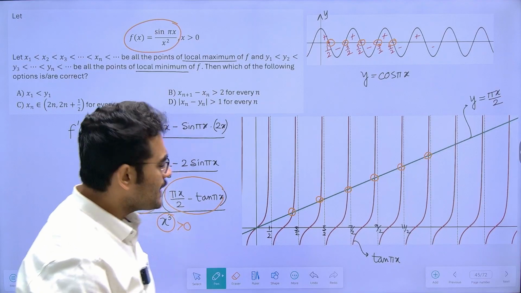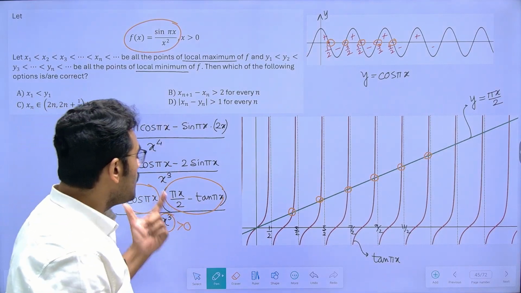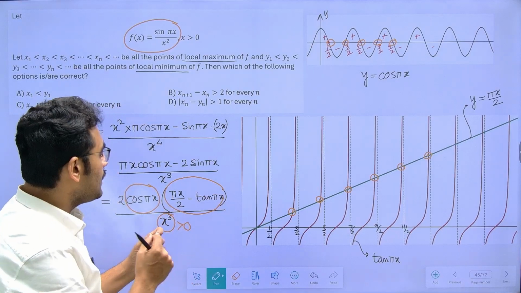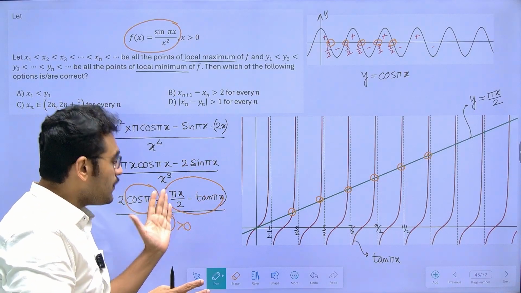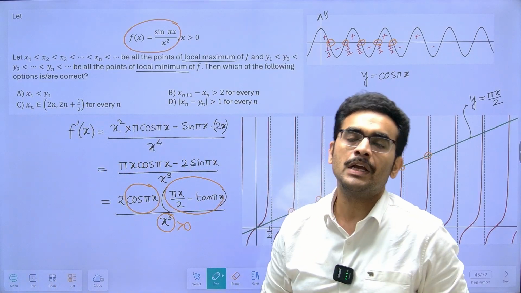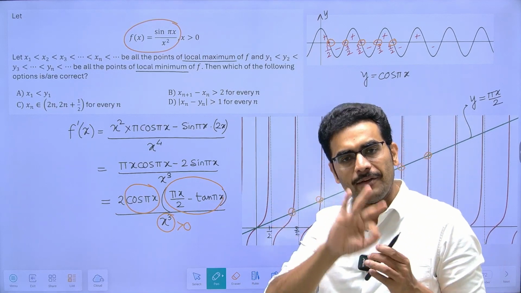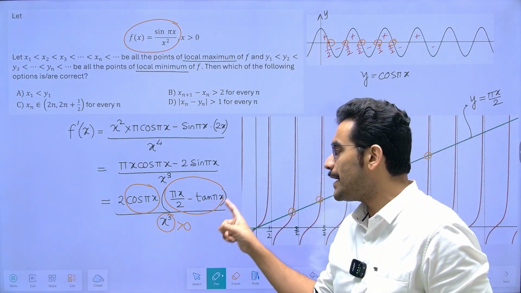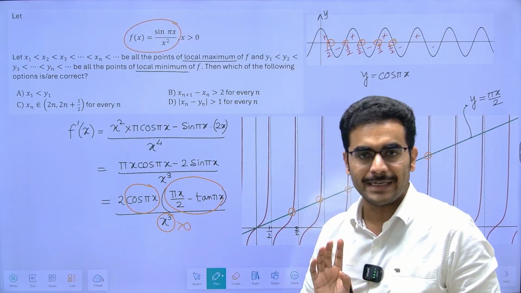So we have to understand where this particular factor is changing sign. Where will it change sign? It will change sign when the graph of tan(πx) will be above and below this particular line in the neighborhood of a particular point, right? At a particular point, to the left and right, the graph of tan(πx) will be above and below the linear graph πx/2.